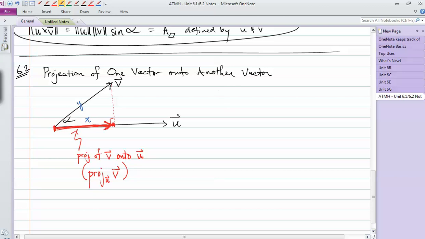So if I look at alpha, I know that cos alpha is going to be X over Y. So then X is going to be Y cos alpha, which is going to be the magnitude of V times the cos of the angle in between. And we know that the cos of the angle in between is going to be U dot V over magnitude of U times the magnitude of V. And then the magnitudes cancel out here. So we're just left with U dot V over magnitude of U.